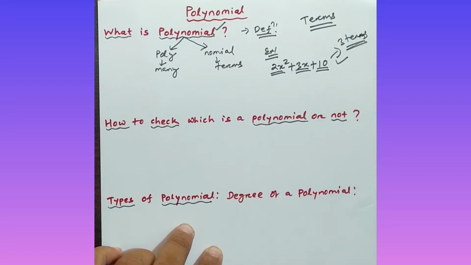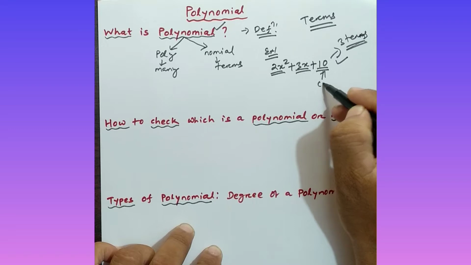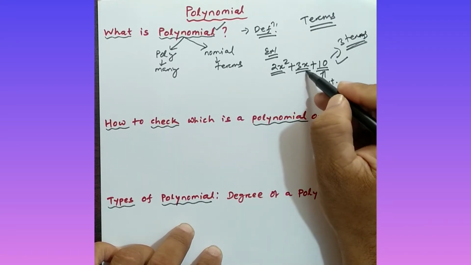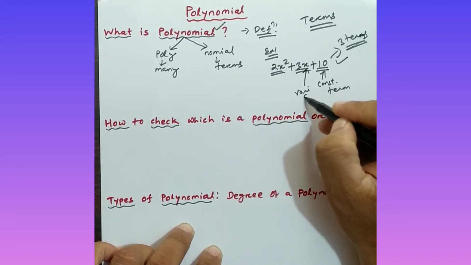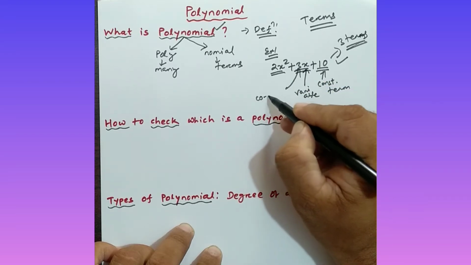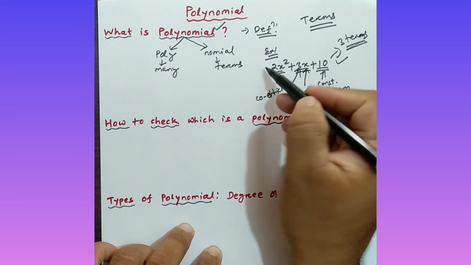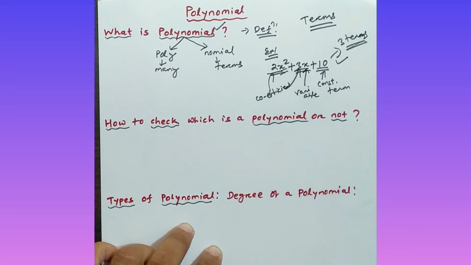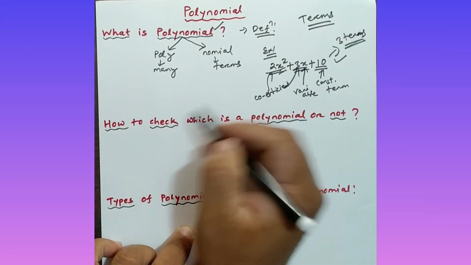Now look at this. The 10 is called the constant term. X is called a variable. And 3 is called a coefficient. Similarly, 2 is also a coefficient, and x is a variable.